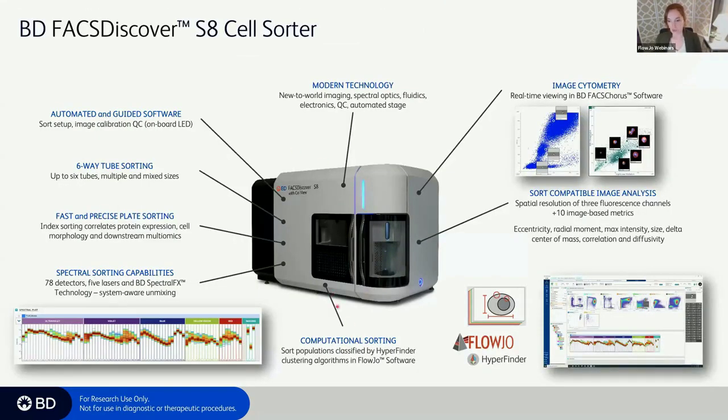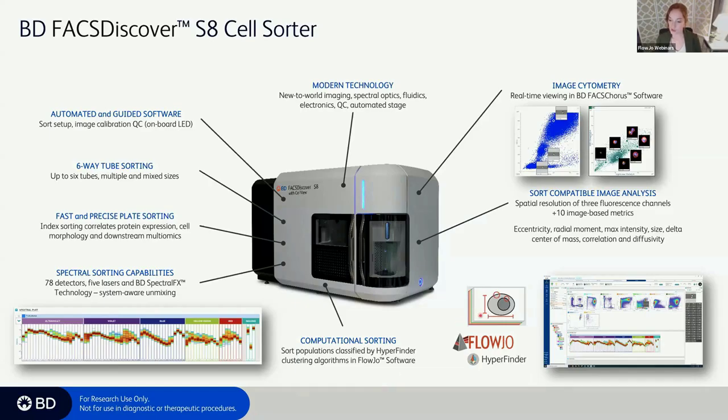So again, just to put it all into perspective of what this platform is capable of, of course, we have the real-time image cytometry component. That's, of course, the biggest selling point. But when you have the S8 platform, you are also given the ability to sort a population. So with the A8 analyzer alone, right, we can analyze those cells, but we can't separate them from other populations, right? When you have the S8, you get that capability as well. And we can help you develop computational sorting strategies with Hyperfinder.